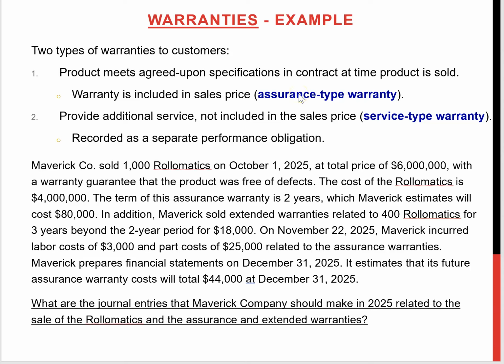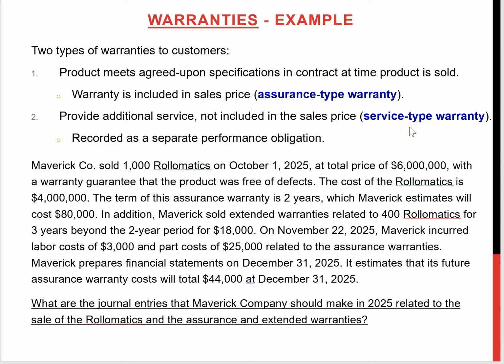Again, this type of warranty is included in the sales price and comes with the product. It's called the assurance type warranty. Sometimes the sellers may ask for additional warranty. It's an additional service, and for that customers may need to pay separately. For example, if you buy some electronics, they may say, okay, maybe for 3 years you will get this warranty, but if you have any problem after 3 years, you need to purchase this warranty service. This is called service type warranty.